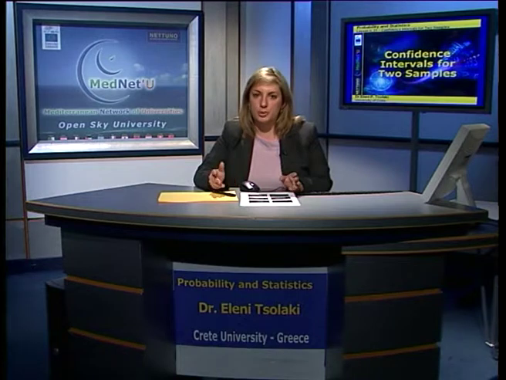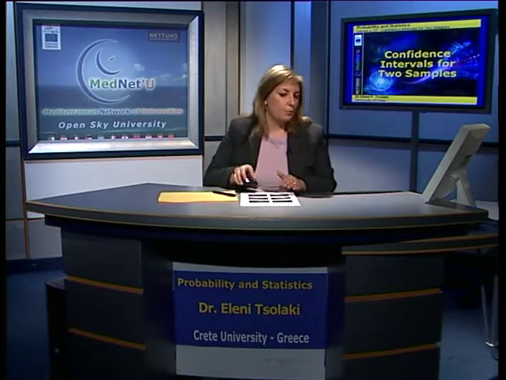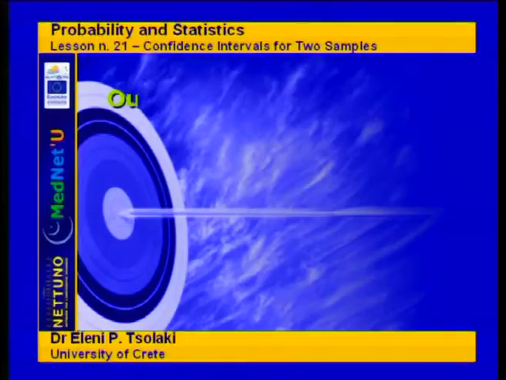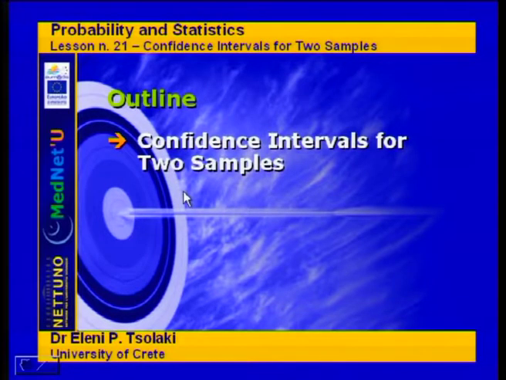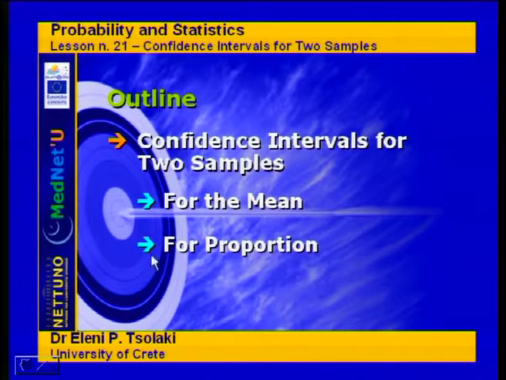coming from two populations. So we are going to see confidence intervals for two samples, for the mean, for proportion, and for the variance.